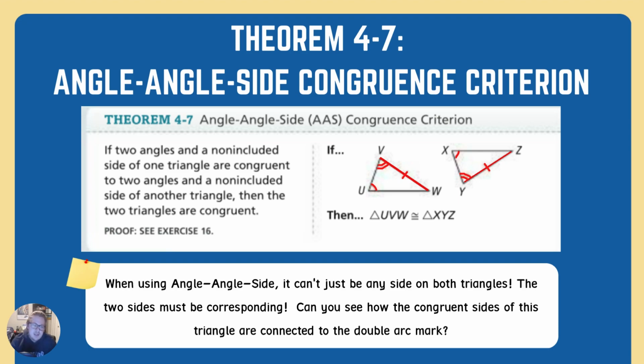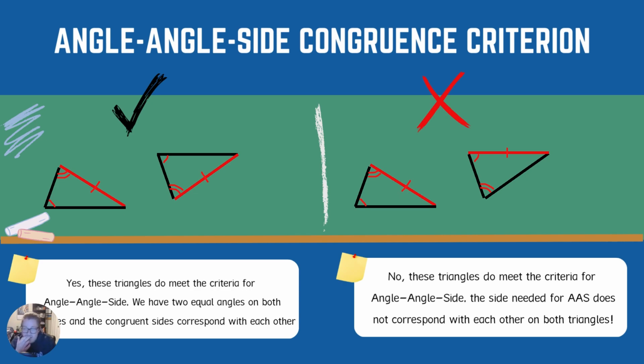All right, now that's going to help us jump into angle angle side. You can look at the highlighted side to prove that these triangles are equal. The highlighted side touches only the double arc mark side. That's what we're looking for in this one. If I have two triangles and I want to prove angle angle side, it can only touch one. So let's take a look at one example of that. You can see the triangle on the left. The congruent sides touch only the double arc marks, and that's what we're looking for. Now, the triangle on the right, you can see it only touches one.